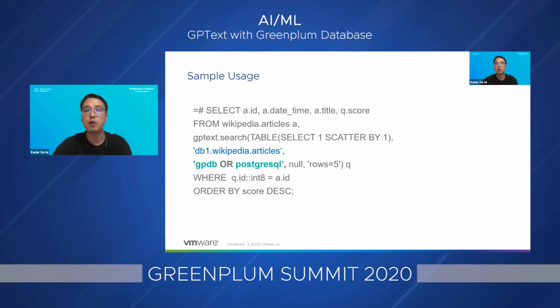Here is a sample query of GPText. You can see a large GPDB table with contents, and a few keywords. You can search for the keywords from the table. GPText can accelerate the search and join with the base table, so you can get the result you need in a fast way.